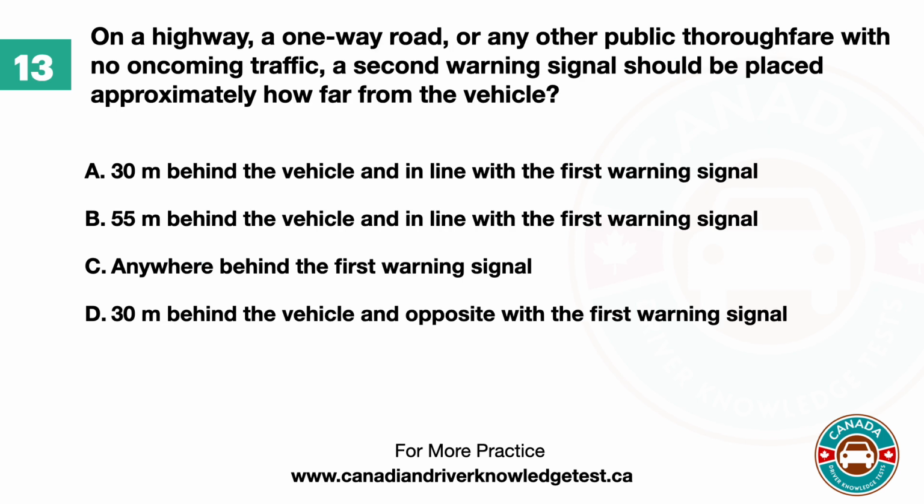Question 13. On a highway, a one-way road, or any other public thoroughfare with no oncoming traffic, a second warning signal should be placed approximately how far from the vehicle? A. 30 m behind the vehicle and in line with the first warning signal. B. 55 m behind the vehicle and in line with the first warning signal. C. Anywhere behind the first warning signal. D. 30 m behind the vehicle and opposite with the first warning signal. The answer is A. 30 m behind the vehicle and in line with the first warning signal.